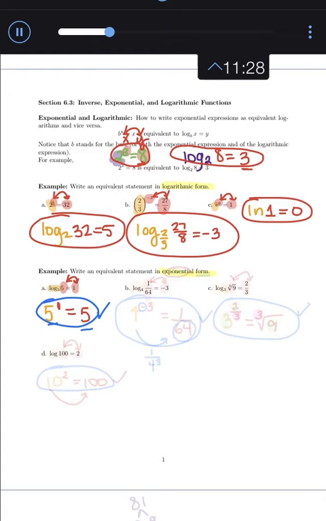Now, let's look at the next one. On B, we have a log base 4. So when we use our properties of inverses to rewrite this in exponential form, it'll still be a base 4. The only difference is we're going to be swapping out our x and our y, the other two numbers. We'll be swapping those out.